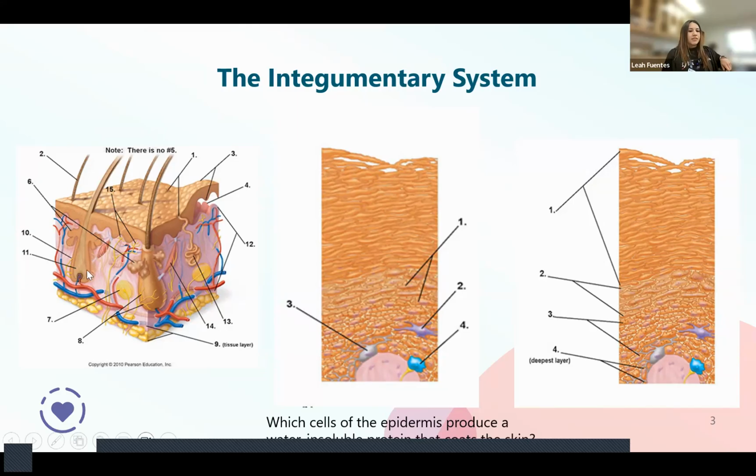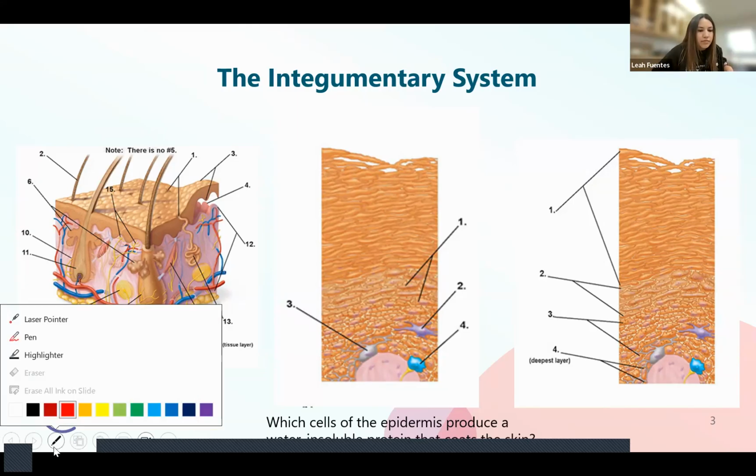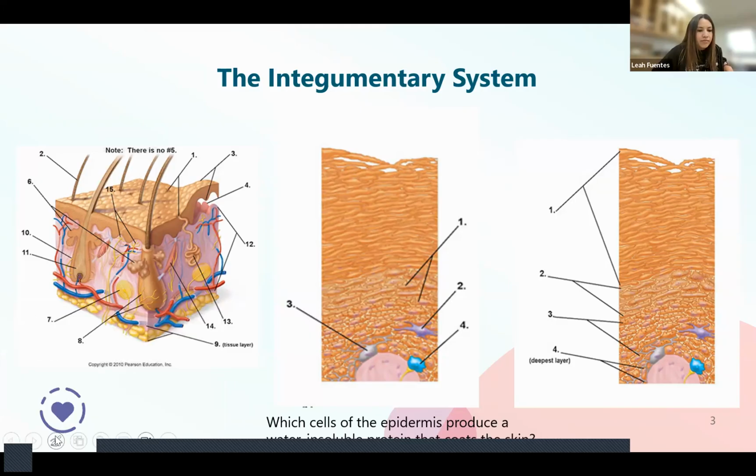And then number 11 is down here in this area. I think I found this. There we go, over here. This is going to be the hair root, number 11. Number 12 is going to be this one right here. This is going to be the beginning of the dermis.